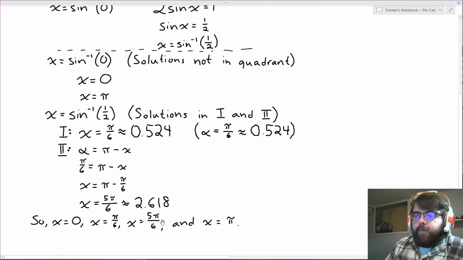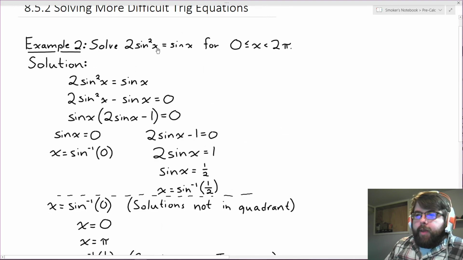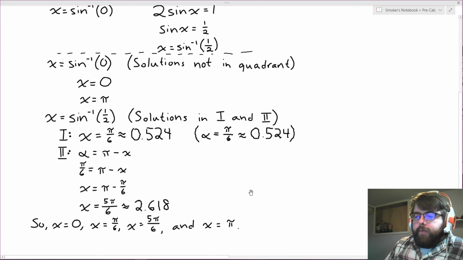You can test all the values if you want. 0 is pretty easy to see that that makes sense. Sine of 0 is 0, so you get 2 times 0 squared, which is 0. Sine of 0 is 0, so you get 0 equals 0. Okay, so that's example 2.